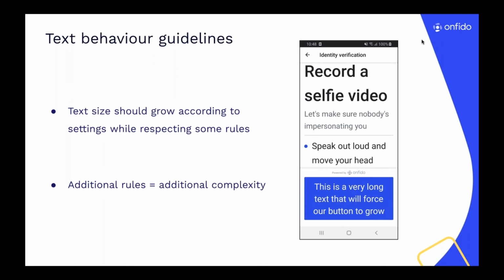And third, if and only if it doesn't fit, grow it until the maximum amount of lines that respects this maximum height, and add an ellipsis at the end of the text chunk that is able to fit inside the button. However, this added complexity ensures that we always do everything we can to present the content we want our users to see in the best possible way.